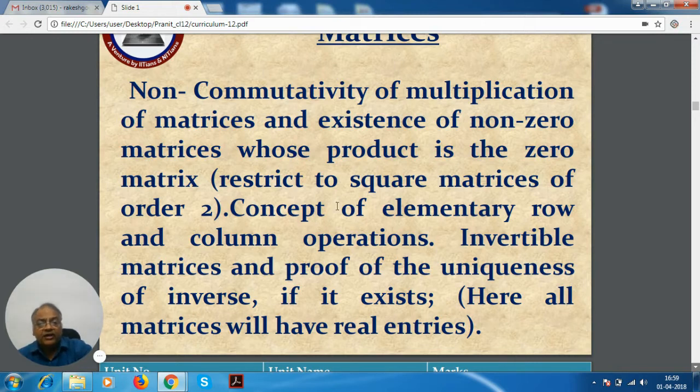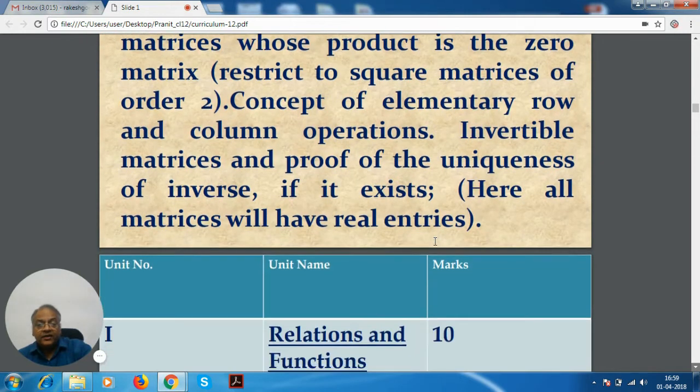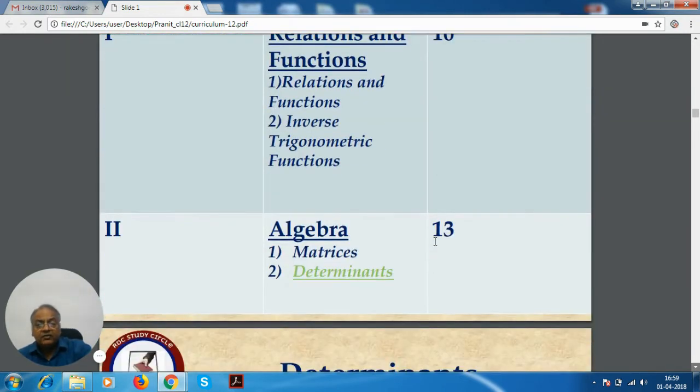Then the concept of elementary row and column operations. There are 3 elementary row operations, 3 elementary column operations. Then invertible matrices, and then you have uniqueness of inverse if it exists. Then that was chapter number 1 of the algebra unit. Second chapter of unit 2, that is algebra, is determinants.